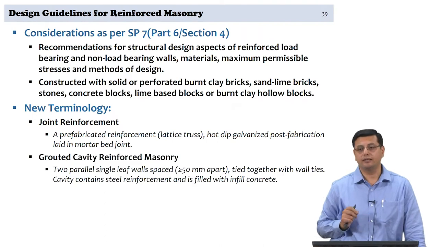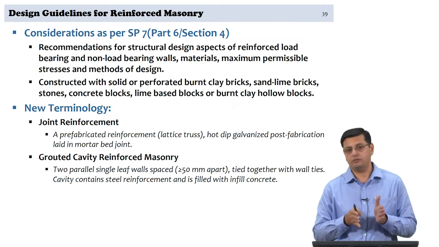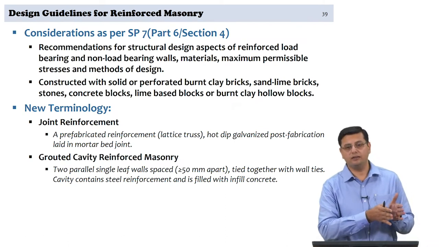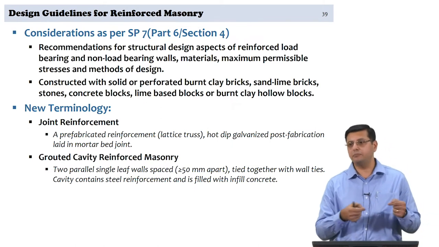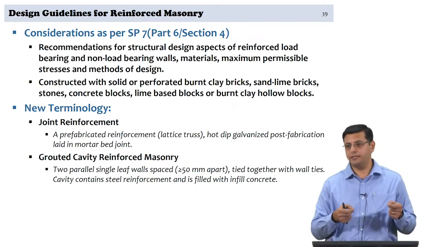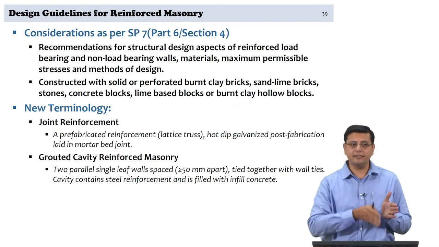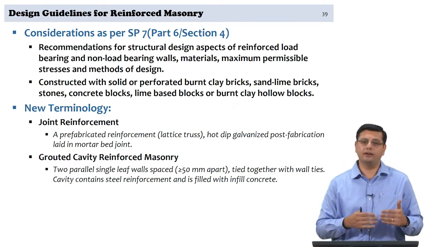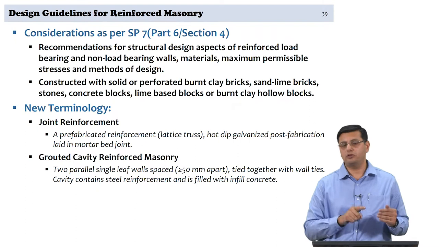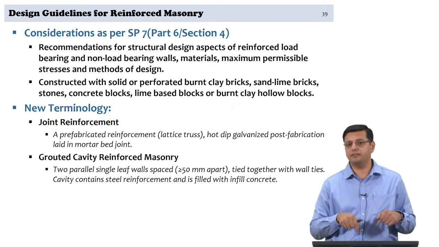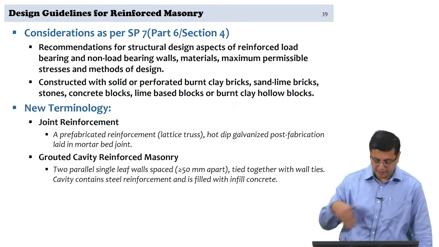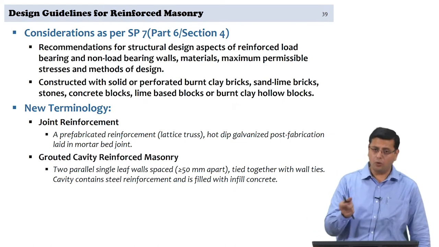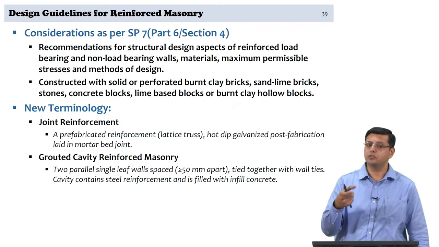When we are talking of grouted cavity reinforcement, we are really talking of cavity walls. You have two solid single leaves, which are then connected by ties appropriately designed to keep them together, and in the cavity you have the horizontal and vertical reinforcement which is placed. So, when we talk of grouted cavity reinforced masonry, it is really the cavity wall construction where reinforcement is placed in the cavity, whereas the wall itself is constructed using solid units.